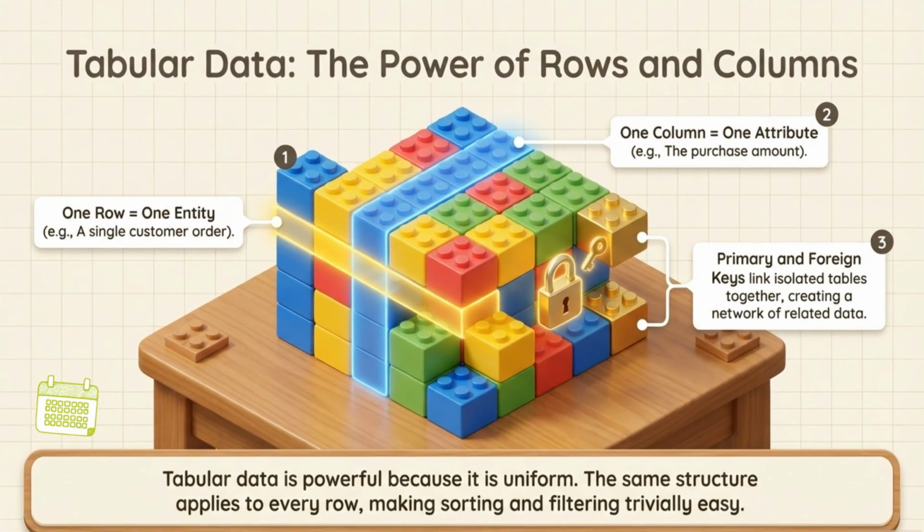Tabular data, organized in rows and columns, is powerful due to its uniformity. Each row represents an entity, and each column is an attribute. Primary and foreign keys link isolated tables, creating a network of related data that is easily sorted and filtered.